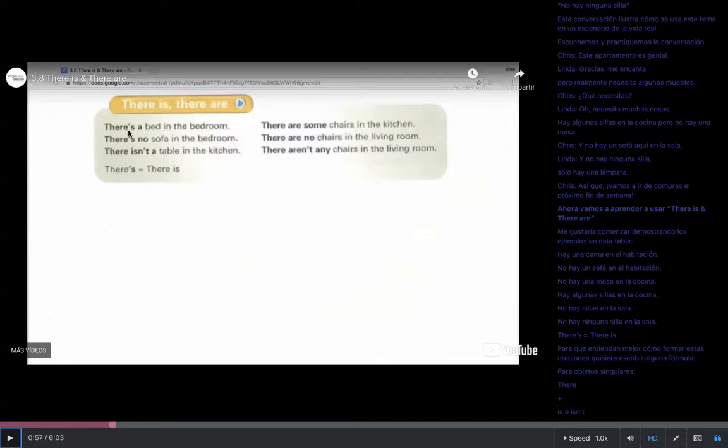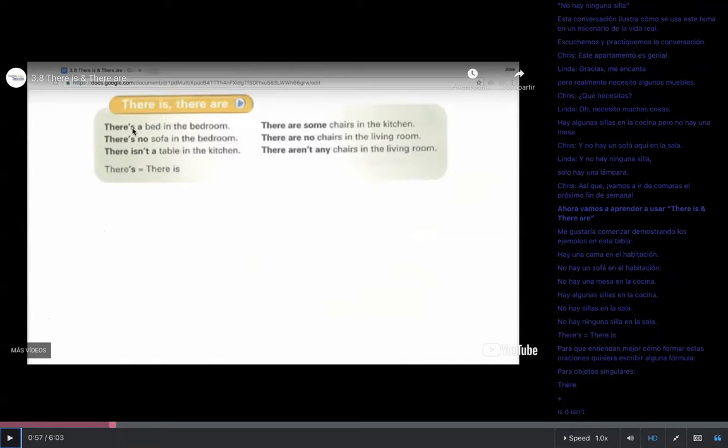Okay, here you can see the example. There is, singular, a bed. Or if the answer is no, there's no sofa, singular. Also, we can use the contraction. The contraction, there isn't a table. There isn't a sofa. Singular. There isn't a bed. Okay.